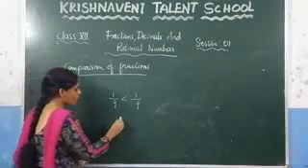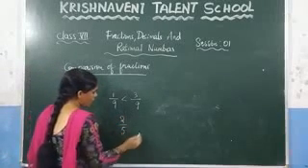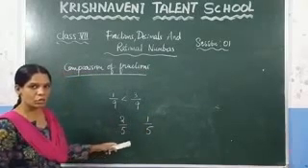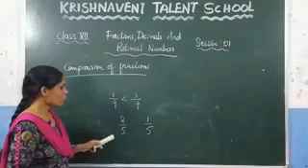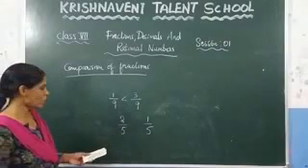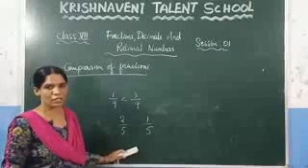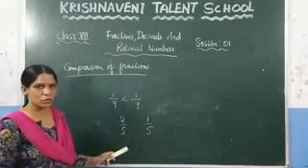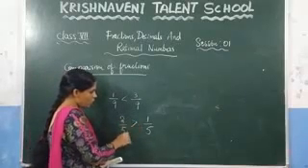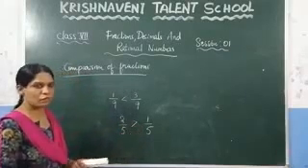Suppose you are given 2 by 5 and 1 by 5. Here these are also like fractions since the denominators are the same. So if you want to check which is the bigger fraction among these two, you just need to check the numerators. Since 2 is the bigger number, you can say that 2 by 5 is greater than 1 by 5.